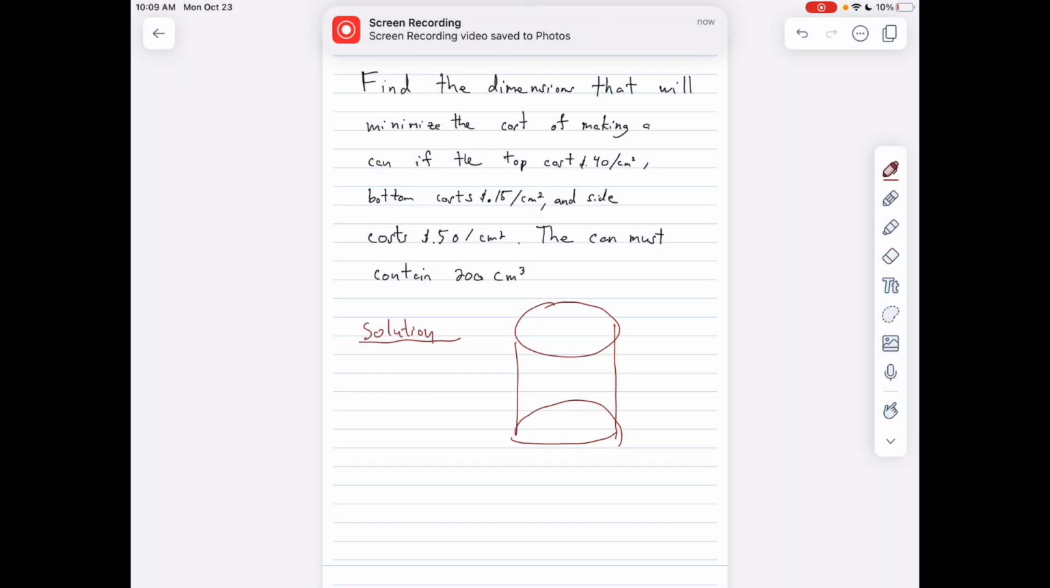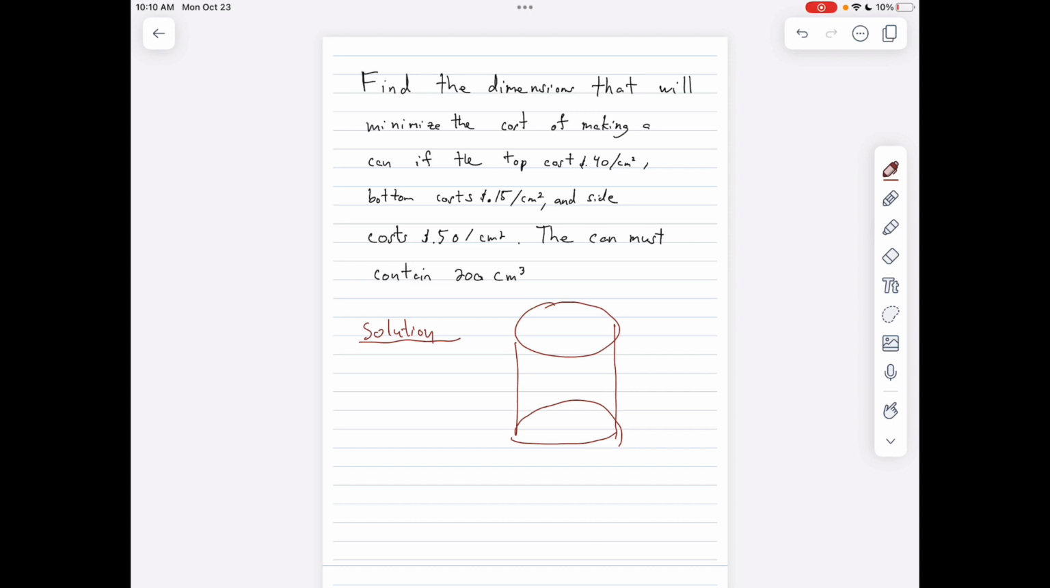All right, everyone. So today we're looking at a calculus problem. We've got an optimization problem that says find the dimensions that will minimize the cost of making a can. In this case, it's a cylindrical can, like you can see there. If the top costs 40 cents per centimeter squared, the bottom costs 15 cents per centimeter squared, and the sides cost 50 cents per centimeter squared, the can must contain 200 centimeters cubed.